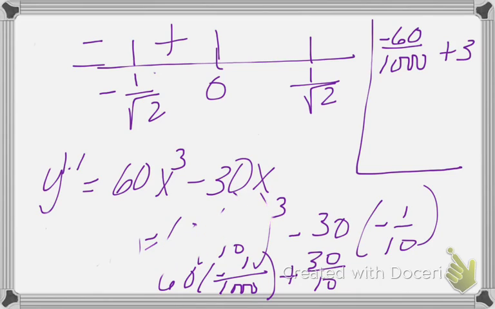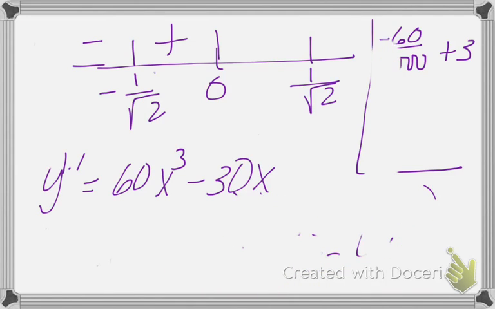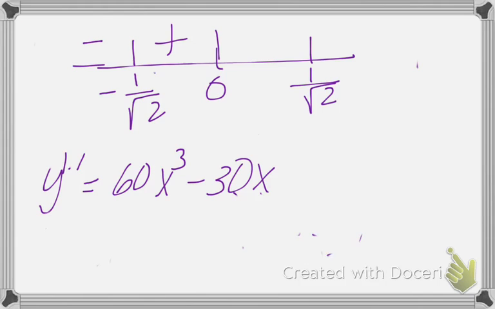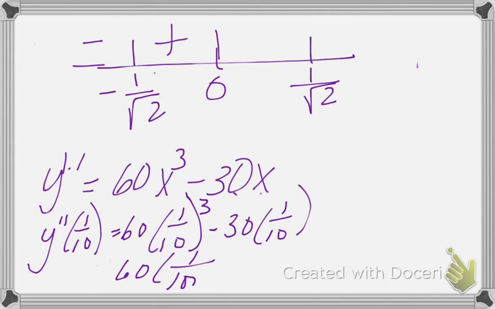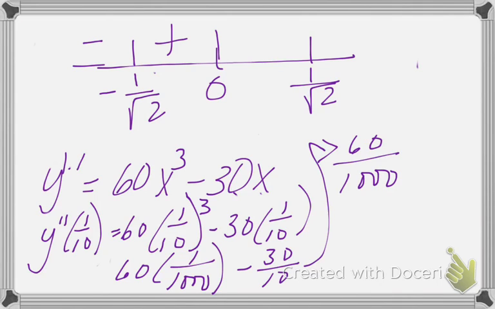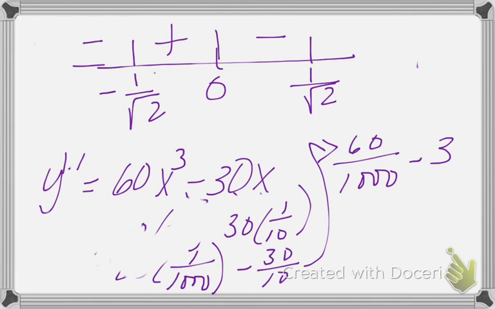Okay, let's try another value. All right, so why don't we do a positive 1/10 this time? And we're going to get 60 times 1/10 to the third minus 30 times 1/10. This is going to be 60 times 1 over 1,000 minus 30 over 10. So we get 60 over 1,000 minus 3. So that's going to be negative.